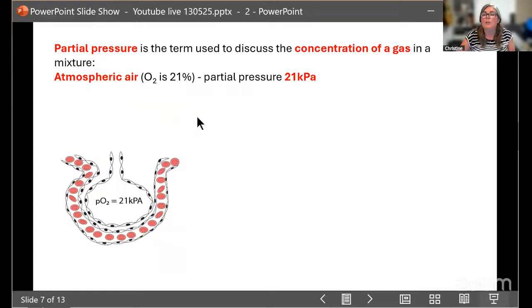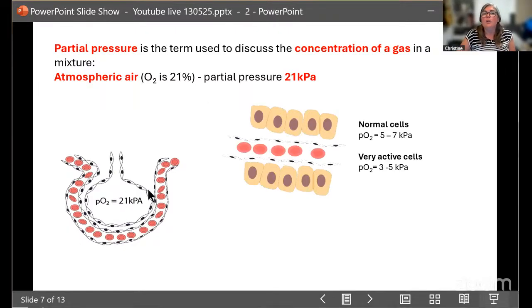So if we're looking at the chloride shift and the Bohr shift, you have to understand partial pressure. Partial pressure is just the concentration of oxygen. If we know that oxygen is 21%, the partial pressure is 21 kilopascals, because we talk about it in pressure. In the alveoli, our partial pressure of oxygen is 21 kilopascals. At our normal cells, it is 5 to 7 kilopascals. So the partial pressure is a lot lower at normal cells than it is in the atmosphere.